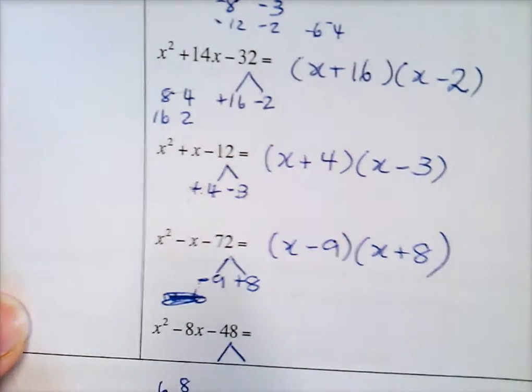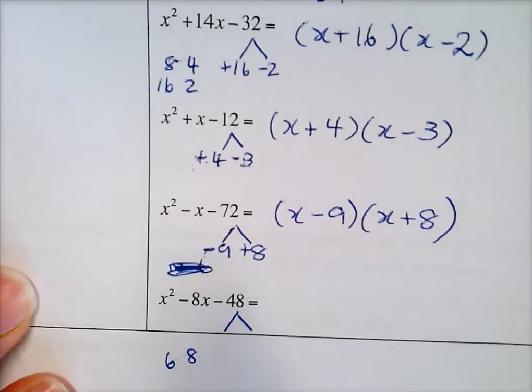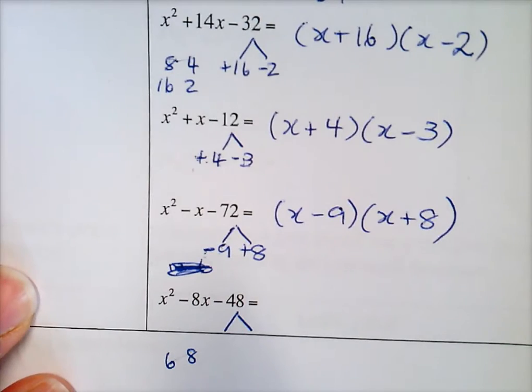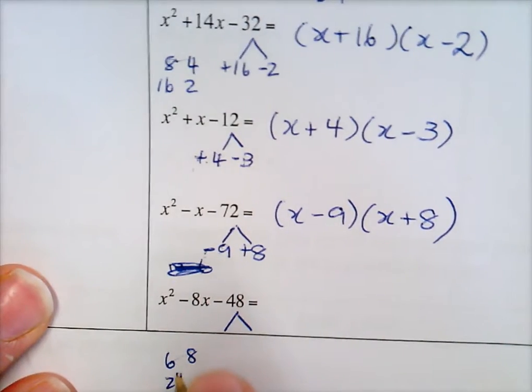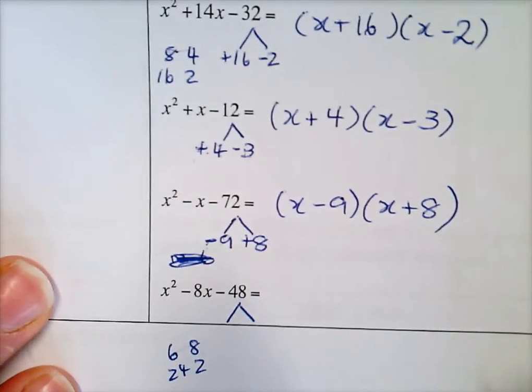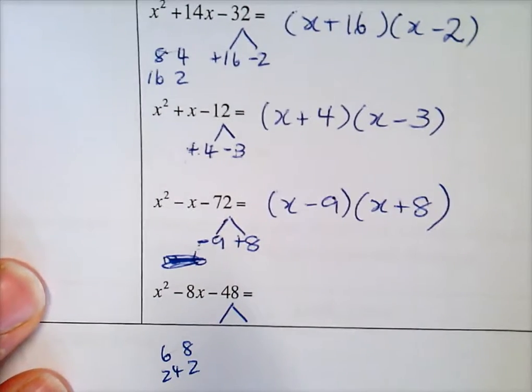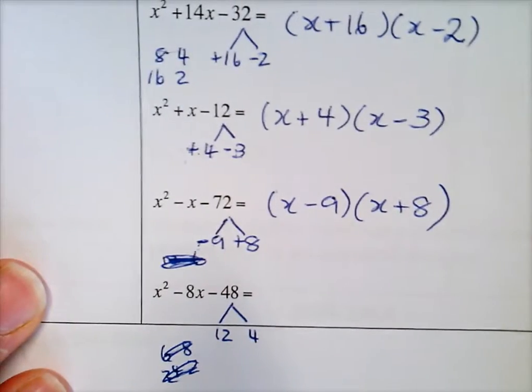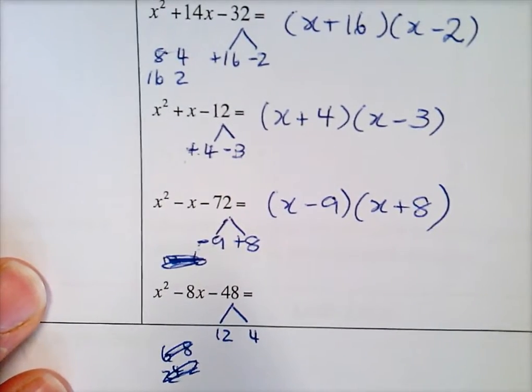Well, 6 and 8 can only give me 14 or 2. That's out. It can't give me 8. 24 and 2 can only give me 26. 12 and 4 is good, because when you subtract them, so what are you going to do? One of them's got to be negative.